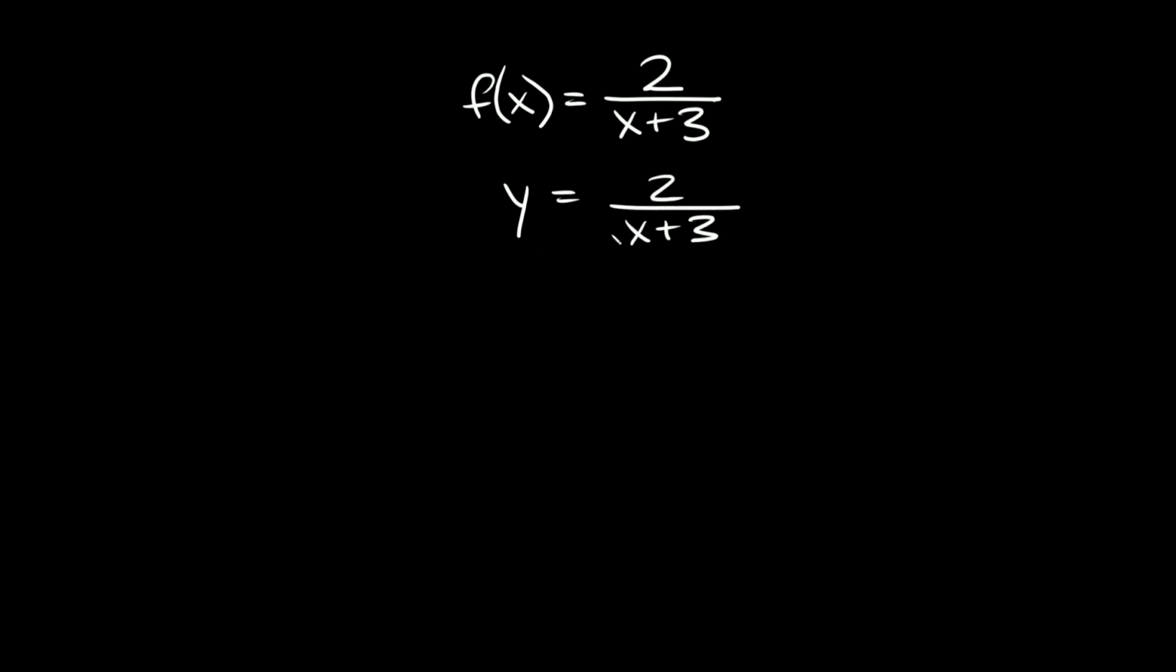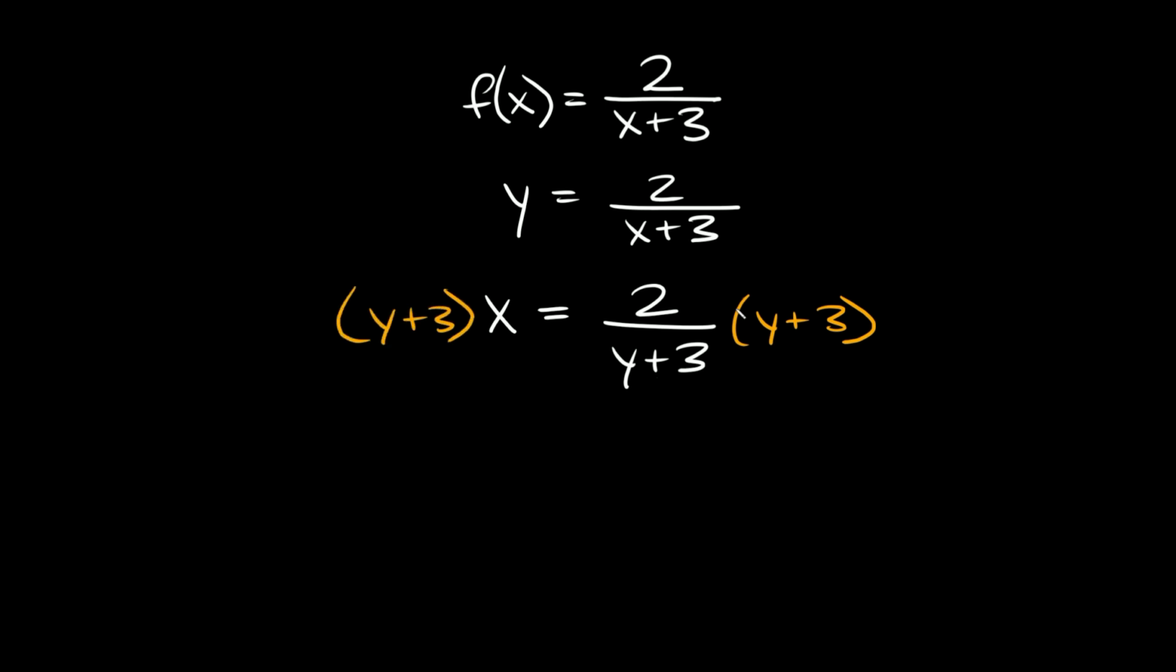And then the next thing we're going to do is flip the x and the y. So we're going to write this instead as x is equal to 2 over y plus 3. Okay, so now that we flipped them, now we need to solve for y. So the first thing we can do is get y out of the denominator, but we can't just do it by itself, right? Because we have this plus 3 attached to it. So we need to multiply both sides by y plus 3.